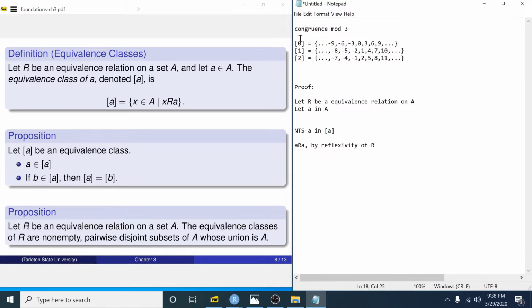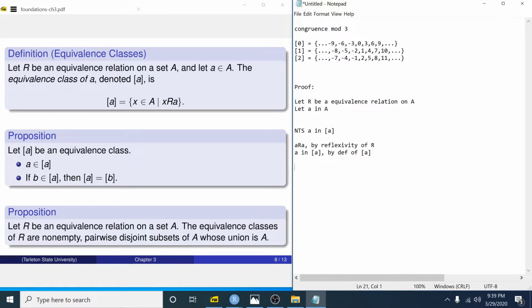So we know that R is an equivalence relation, right? If R is an equivalence relation, then R is reflexive. But if R is reflexive, that means that every element is related to itself. So a is related to a. But the definition of [a] is the set of all x's in your set that are related to a. So if a is related to a, it follows that a is in [a] by definition of [a], okay? So any element x that's related to a is in [a]. That's what we know right here.